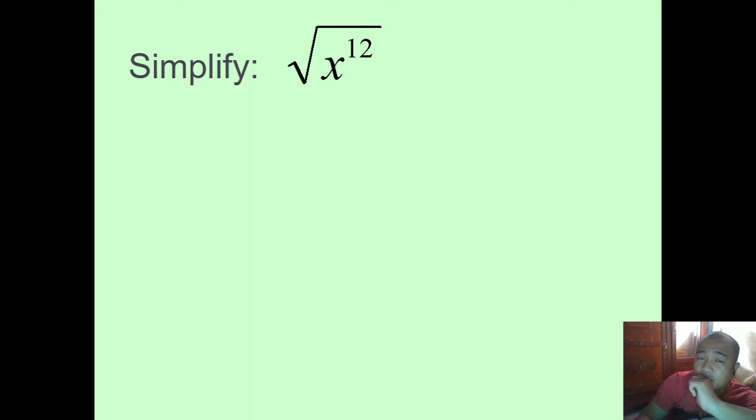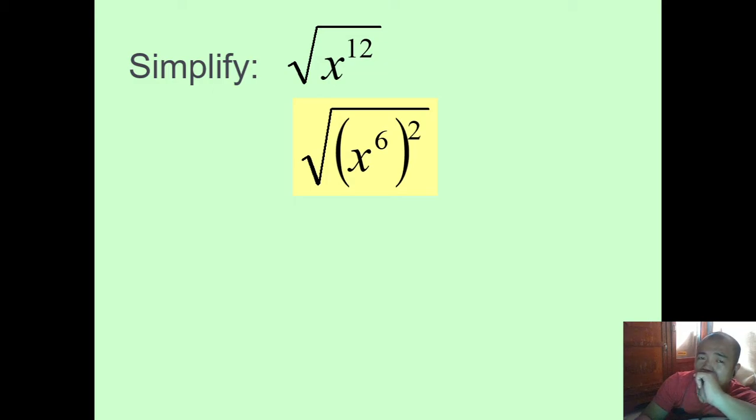Simplify x to the 12th power. The answer is, okay, this can be written as x to the 6 squared. Square root of x to the 6 squared. Since the index is 2 and the exponent is 2, we can now cancel. So x to the 6. Or simply, just divide 12 by the index 2. So x to the 6. So in the final answer, wala na yung radical sign.